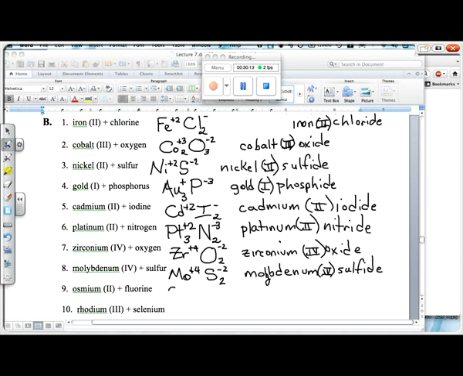All right, osmium, +2. That's what the Roman numeral tells me. Fluorine, group 7, gains 1. So I need a little 2 by the fluorine, osmium 2 fluoride.